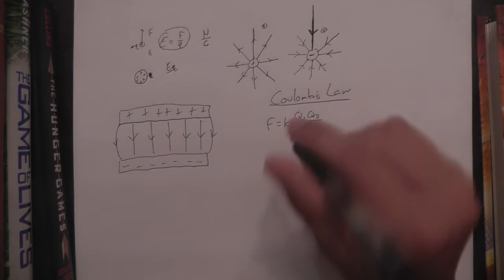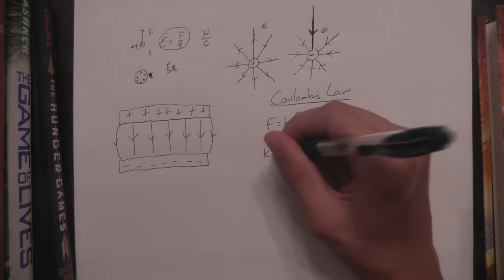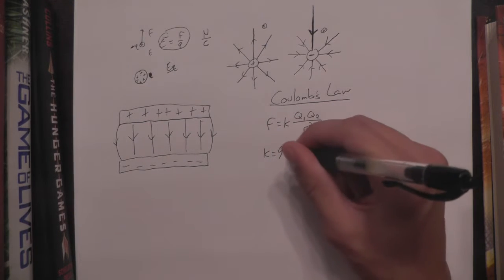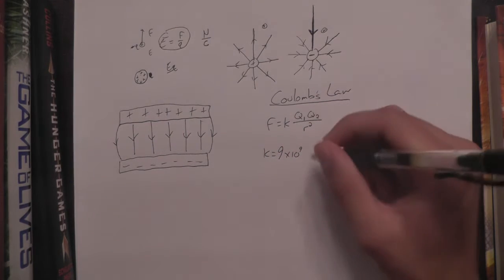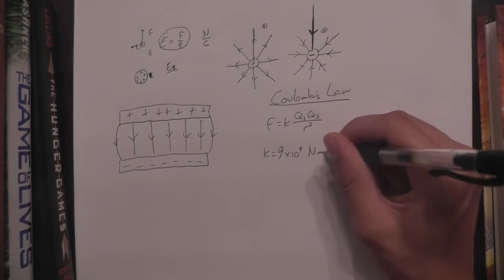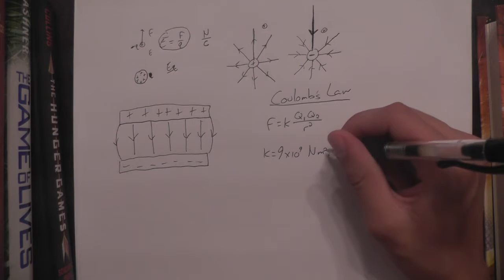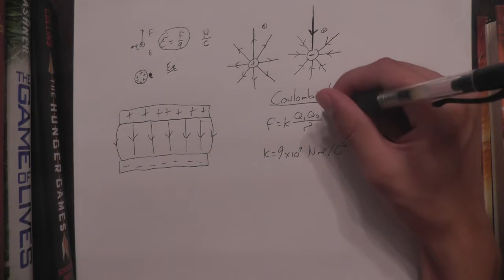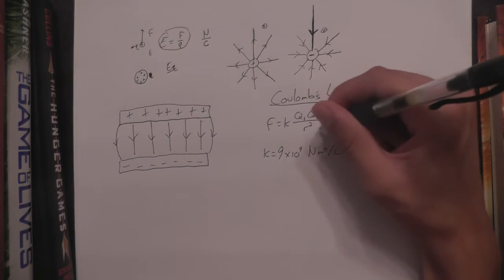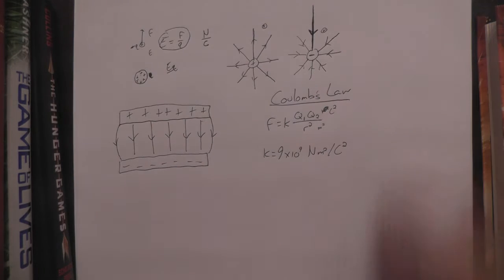It really does. What's that constant of proportionality? Well, in this case, it's going to be 9 times 10 to the 9th Newton meters squared per Coulomb squared. And the meters squared per Coulomb squared is just to get rid of the extra meter squared added here and the meter squared added here and the Coulomb squared added there. It's a pretty straightforward concept.